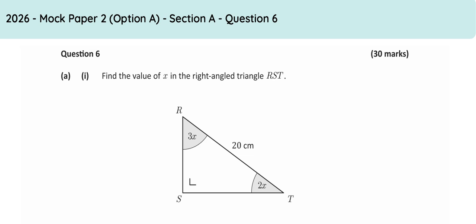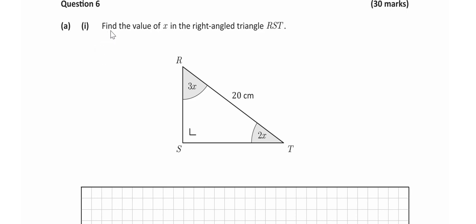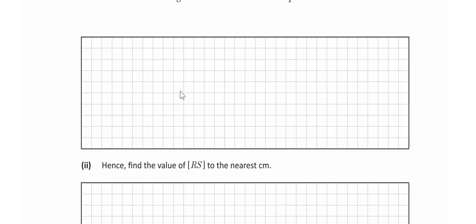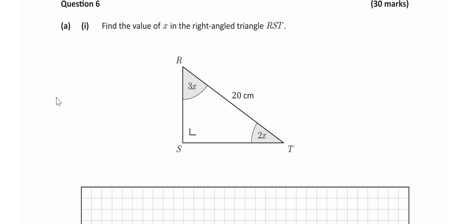So this is Trigonometry. This is 2026 mock paper 2, and this is a question from it, section A, question 6, and it starts off by saying find the value of x in the right angle triangle RST. Now you put your answer in here, but just for space, I'll do it up here. So I suppose there's two different ways of doing this. There is the clever way to do it, and there's the long way to do it.